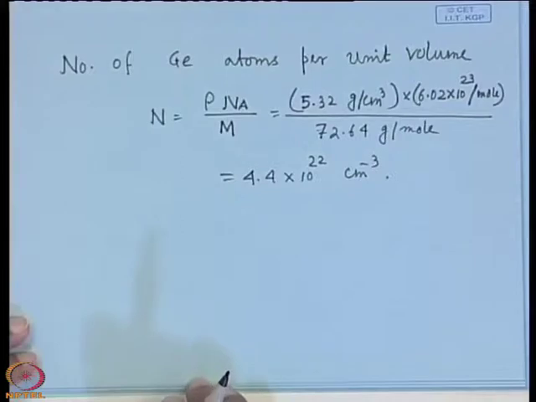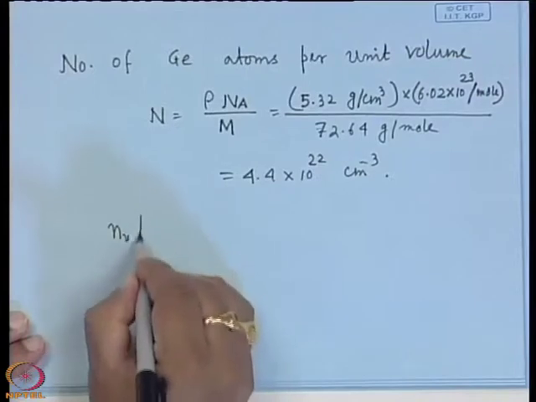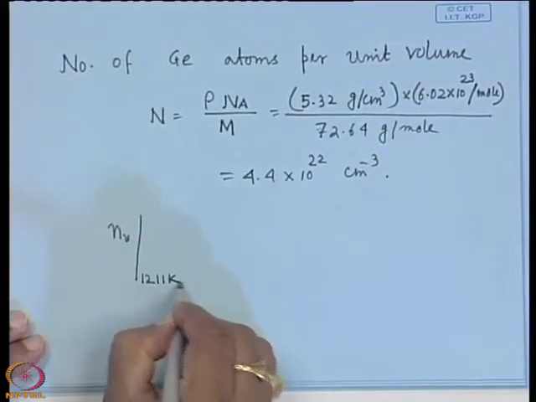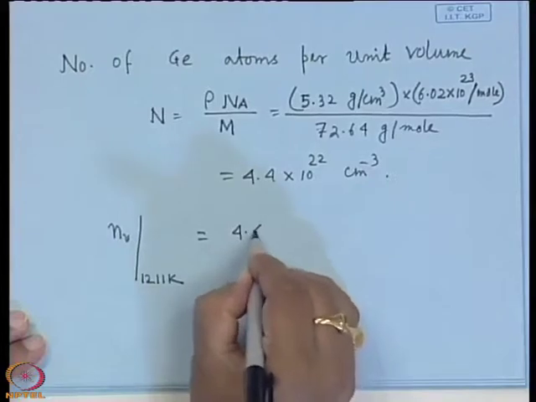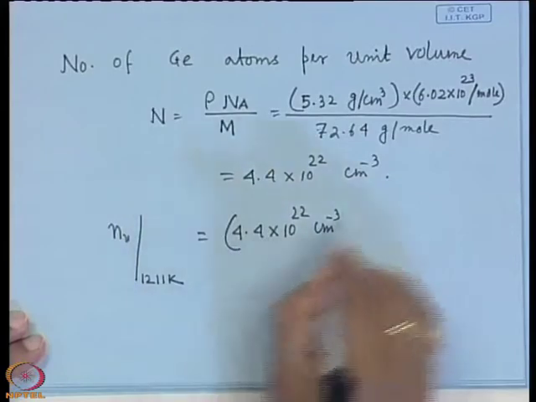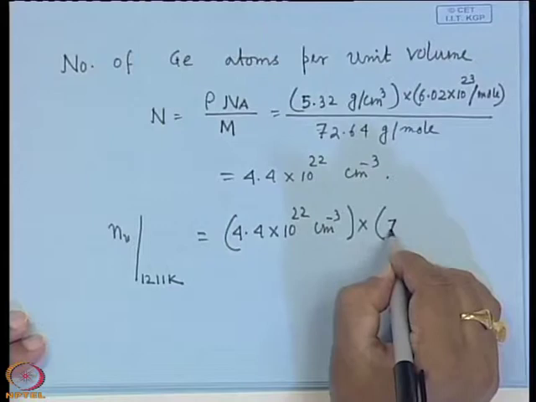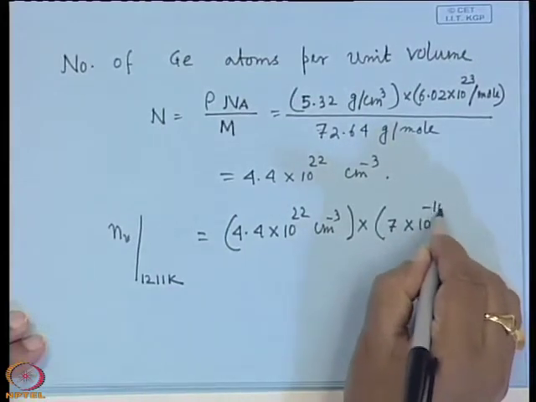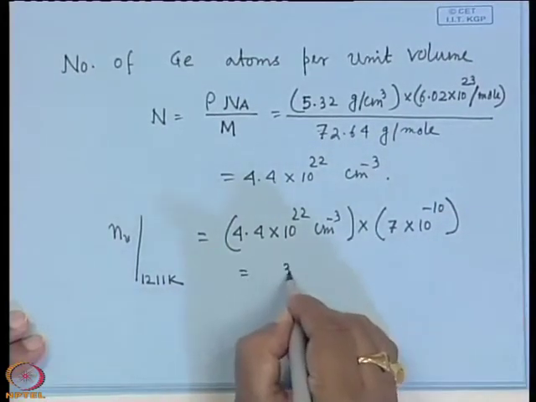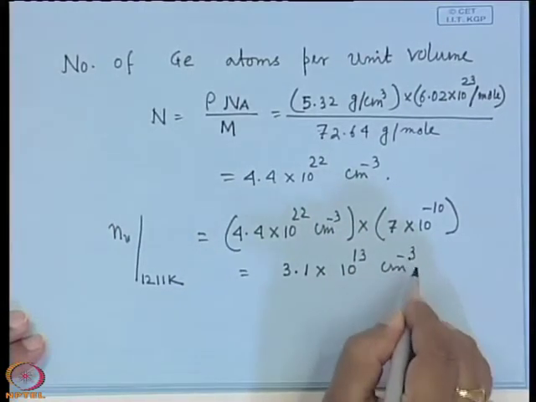Now, if you calculate the actual vacancy concentration in germanium near its melting point, you have to calculate NV at 1211 Kelvin, which equals 4.4 into 10 to the power 22 centimeter cube inverse multiplied by 7 into 10 to the power minus 10. Its value is 3.1 into 10 to the power 13 centimeter cube inverse.